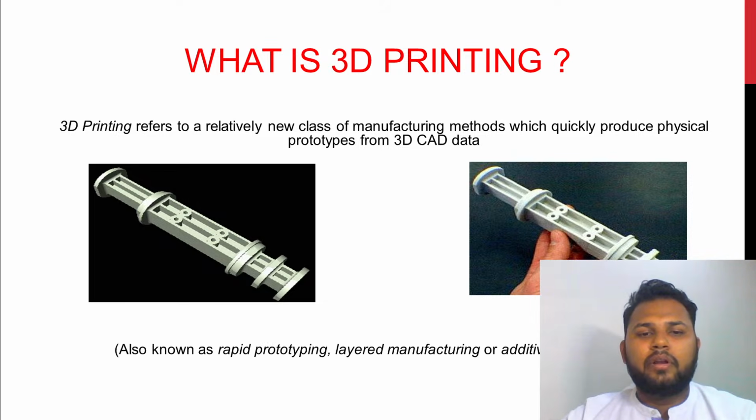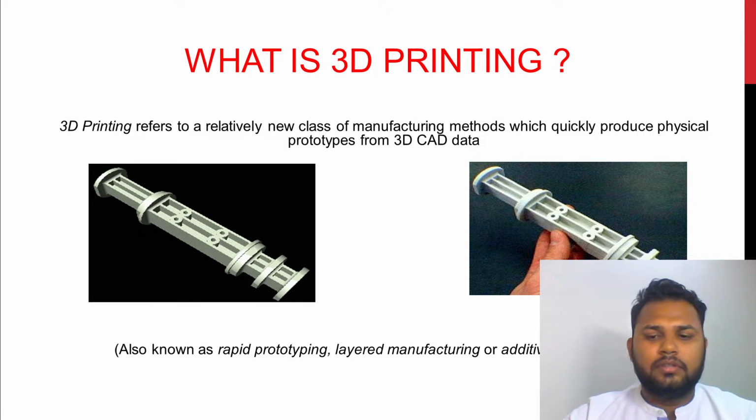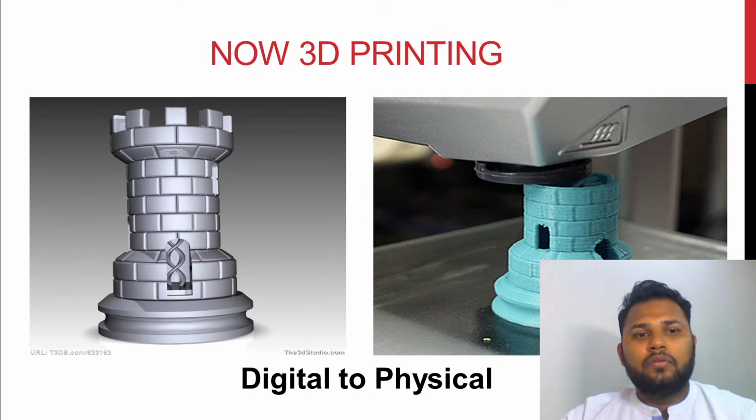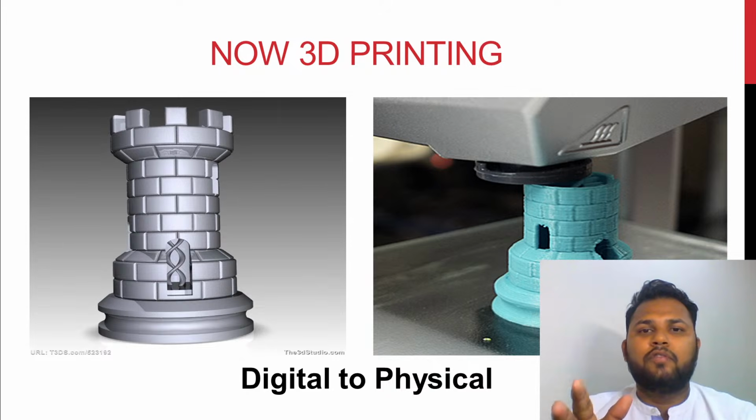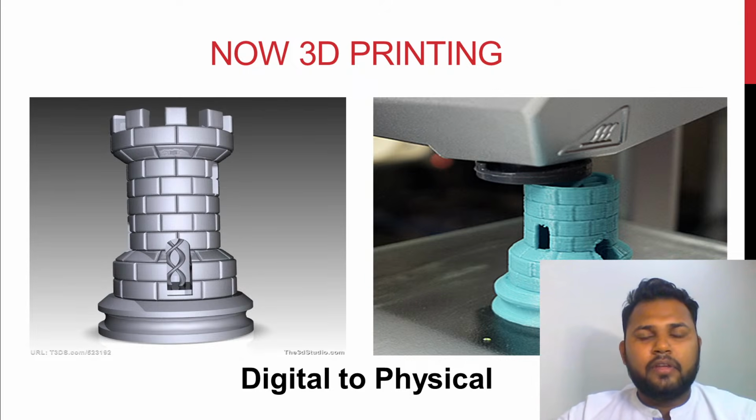This is also called rapid prototyping. Prototyping is just like a sample of a product, generally. So here on the left side, you can see the 3D file, which is designed in some kind of CAD software. What is CAD software? CAD software is computer aided design, where we create a 3D design.